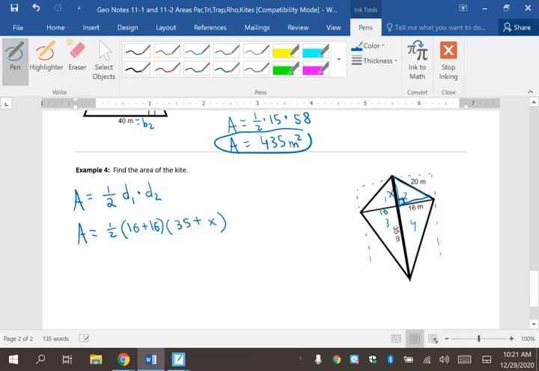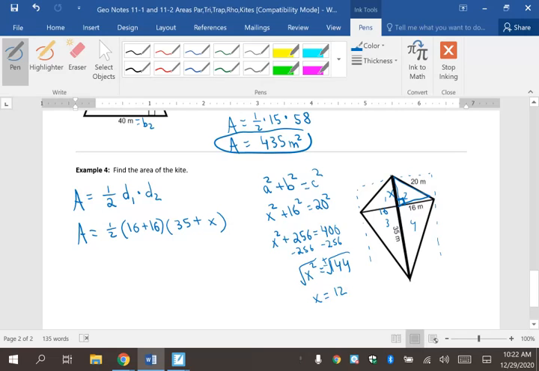So we can use the Pythagorean theorem or Pythagorean triples. Let's use the Pythagorean theorem. A squared plus b squared equals c squared. So x squared plus 16 squared equals 20 squared. So we have x squared plus 16 squared is 256 equals 400. Subtract 256 from both sides. So x squared is 144. Take the square root of both sides. Make sure you show your plus or minus. And x is the positive 12. So we have right in here is 12.